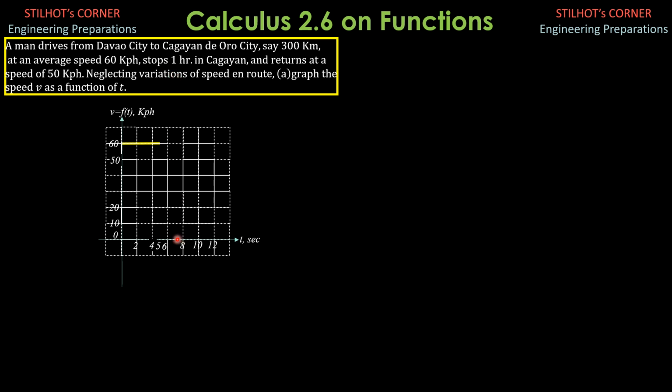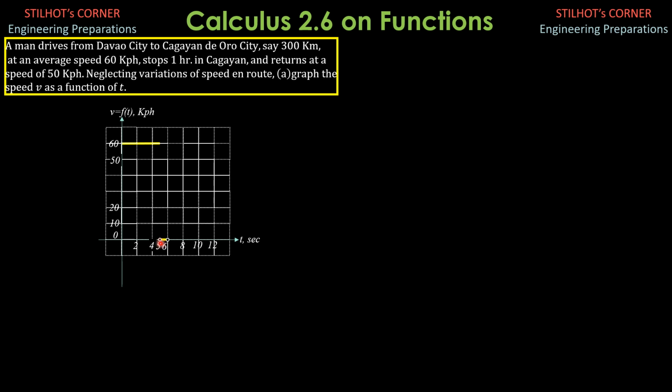Because 300 kilometers divided by 60 is 5 hours, the time should be 5 hours. You have to consult the preceding video because this problem was also presented in the preceding video. So that's why it will take 5 hours for that car to reach Cagayan de Oro City. Then between 5 and 6, the speed is 0 because the car stops in Cagayan for 1 hour. So it should be sketched as shown.